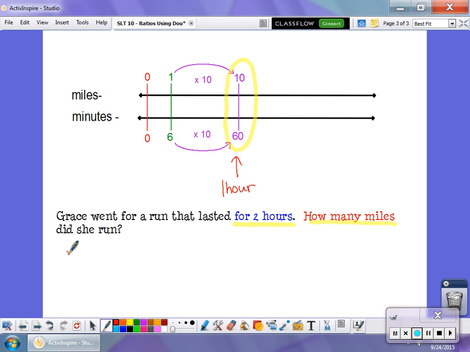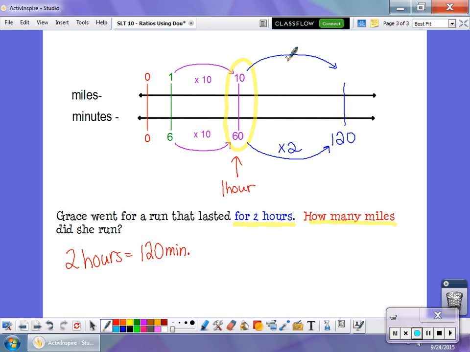If I can figure out how many minutes are in 2 hours, I can find the answer to this problem. 2 hours is going to be 120 minutes. So if I can figure out how far she runs in 120 minutes, I can figure this out. So to go from 60 to 120, that's just times 2. So I take my miles, 10 miles times 2 means that she'll run 20 miles in 120 minutes.